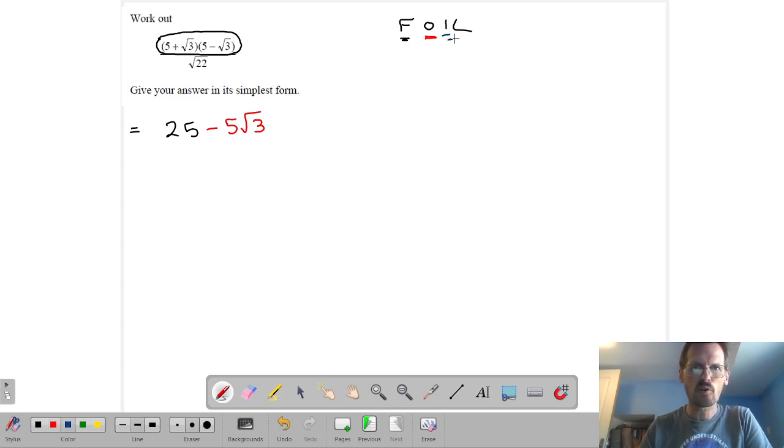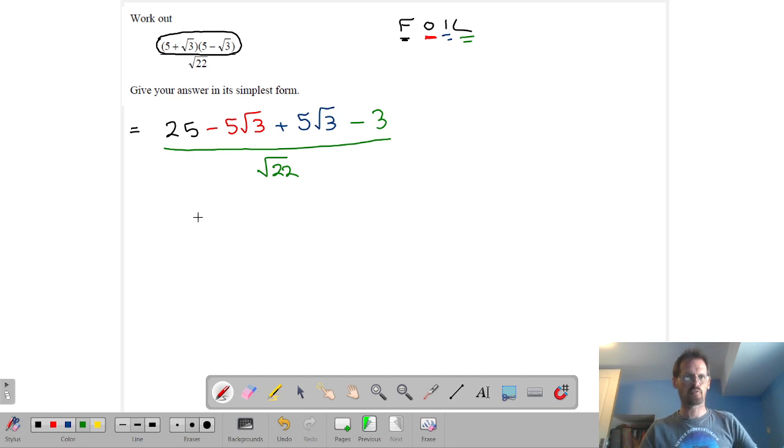The I of FOIL stands for the inside things, so things in the middle here. So the root 3 times the 5. That's going to be plus 5 lots of root 3. And the L stands for the last thing in this bracket times the last thing in that bracket, which is root 3 times root 3, which is of course 3, but because it's a plus times a minus, that's minus 3, isn't it? All divided by root 22. We've still got a surd at the bottom. We'll deal with that in a minute.